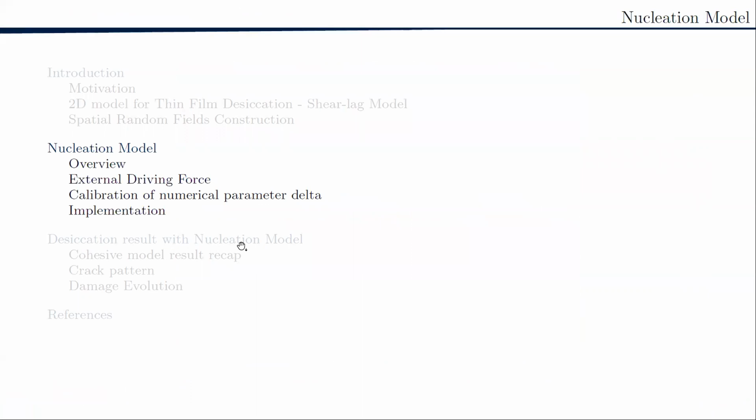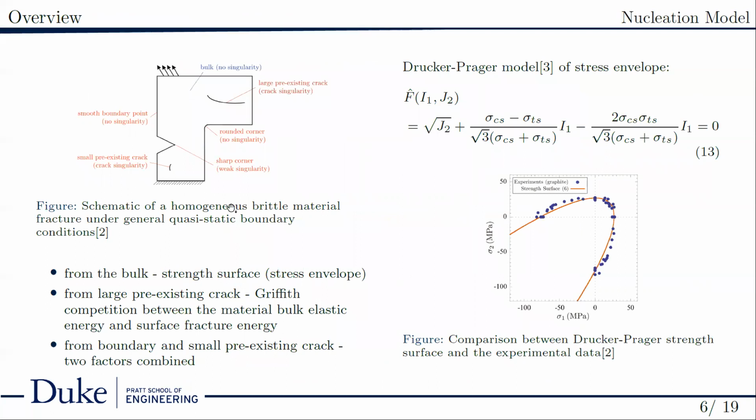Now, let me introduce the nucleation model. There are three scenarios for brittle material to fracture. First is from the bulk material, which is controlled by the strength surface. Second is from large pre-existing crack, which is controlled by the Griffith competition between the material bulk elastic energy and the surface fracture energy. Third is from boundary and small pre-existing crack, which is controlled by the two factors above combined.